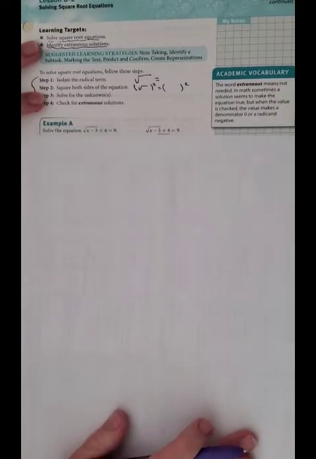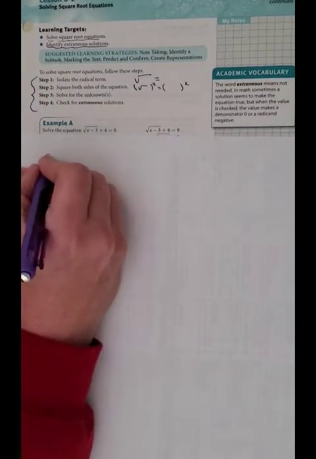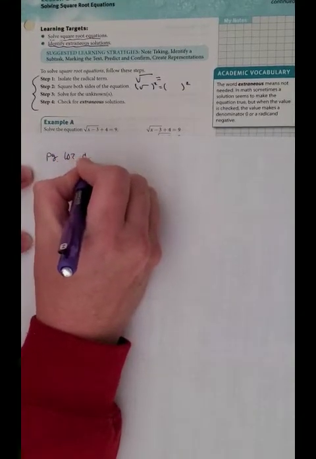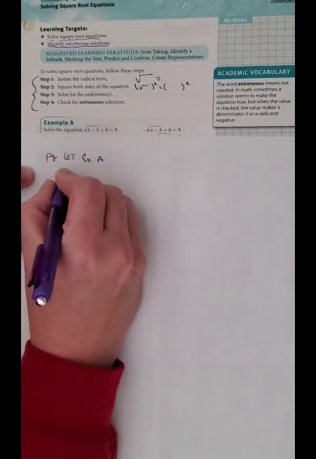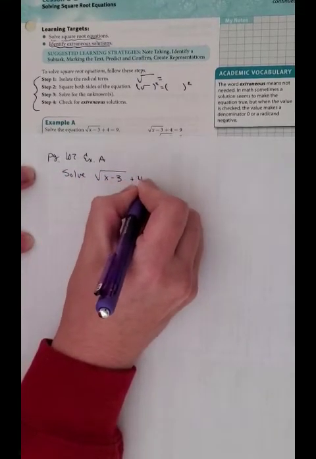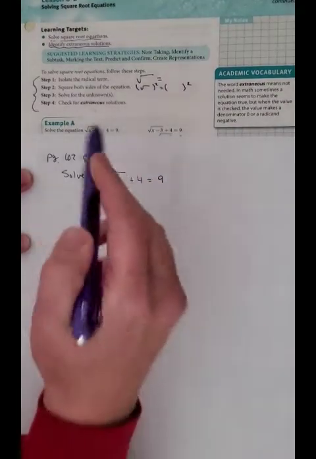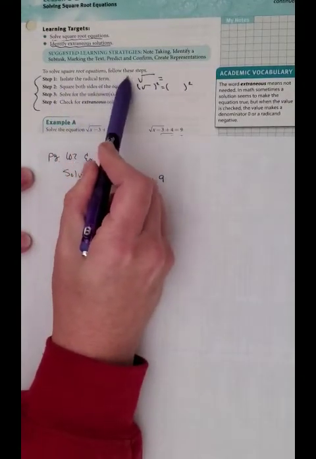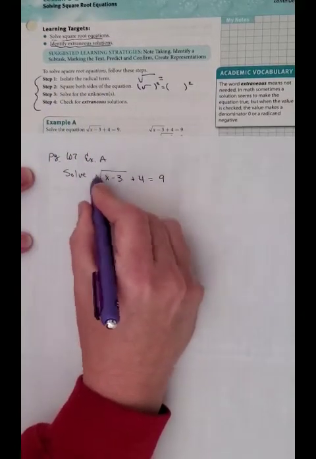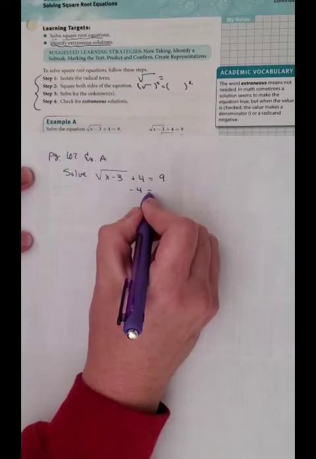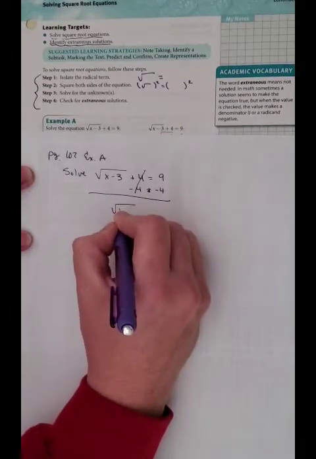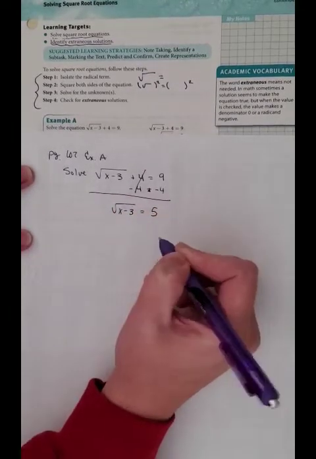Okay, so we're going to do example A. So this is page 107, example A. It says to solve the square root of x minus 3 plus 4 is equal to 9. All right, so to solve square root equations, we're going to first isolate the radical term. That means I need to get the square root by itself, subtract 4 from both sides. My 4's would cancel. I get square root x minus 3 equals 5.